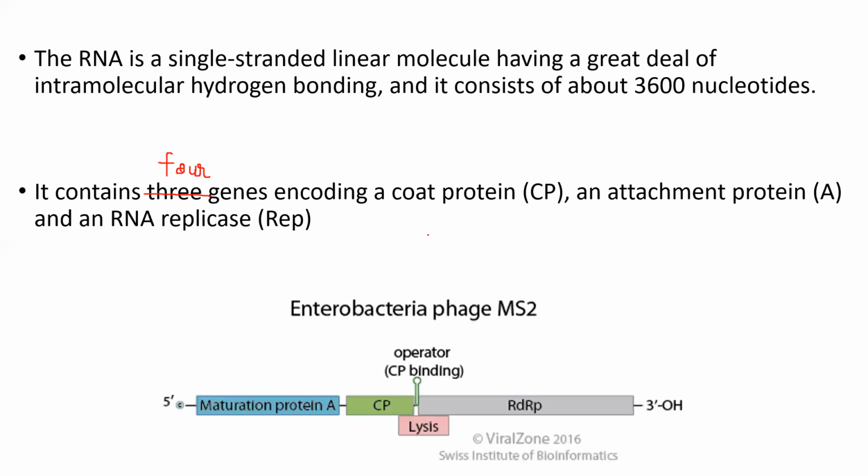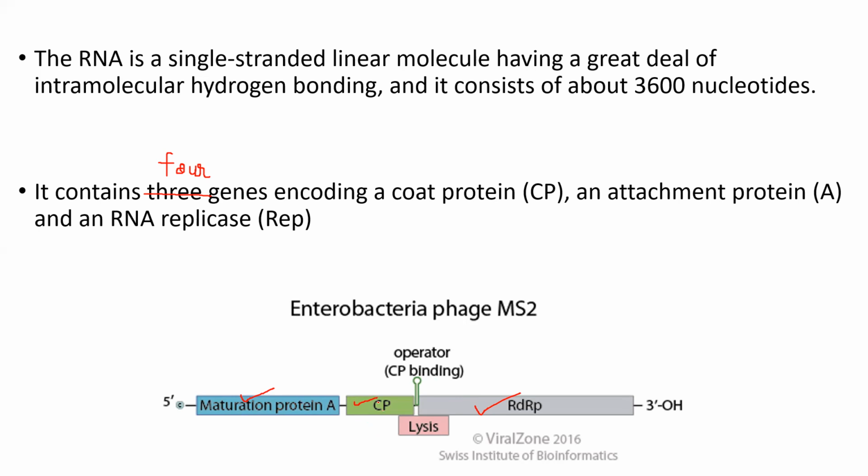One is the gene that encodes for the coat protein or the capsid, CP. Another is the attachment protein A, also called the maturation protein. The third gene is the RNA-dependent RNA polymerase or the replicase for replication. So the capsid gene for the coat protein or capsid, maturation or attachment protein, and RDRP.